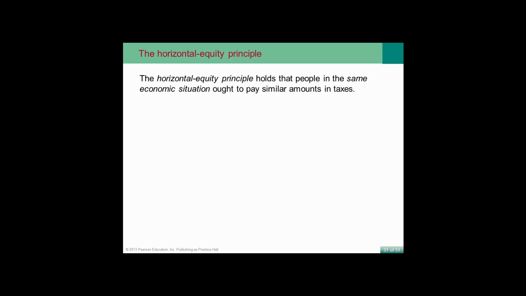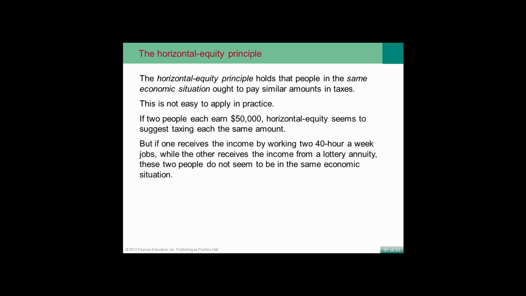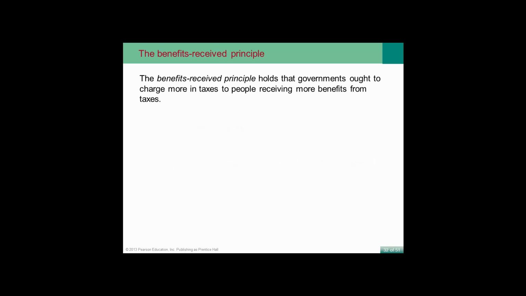The horizontal equity principle says that people in the same economic situation ought to pay the same in taxes. This is not easy to apply in practice. If we have two people earning $50,000, horizontal equity seems to suggest taxing each of them the same amount. But if one receives income from a 40-hour-a-week job and the other receives it from a lottery or an annuity, these two people don't seem to be in the same economic situation.